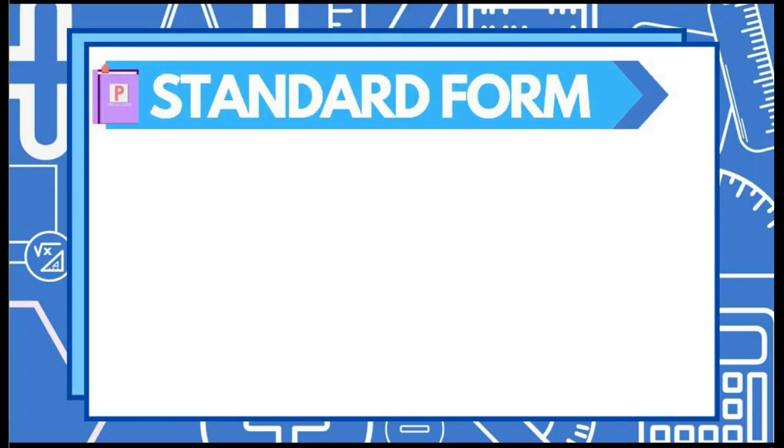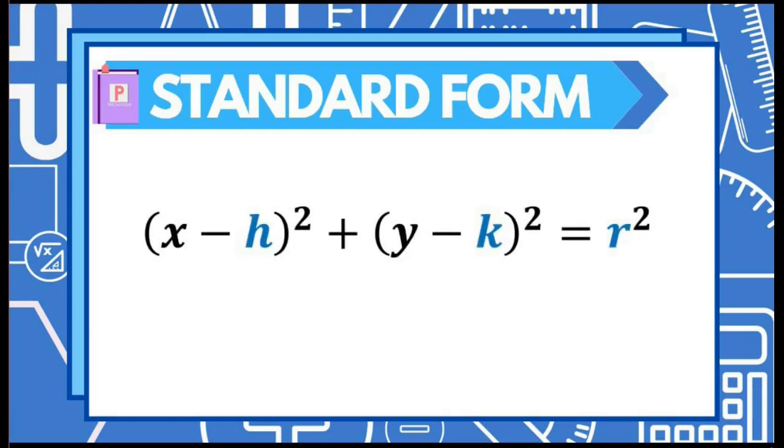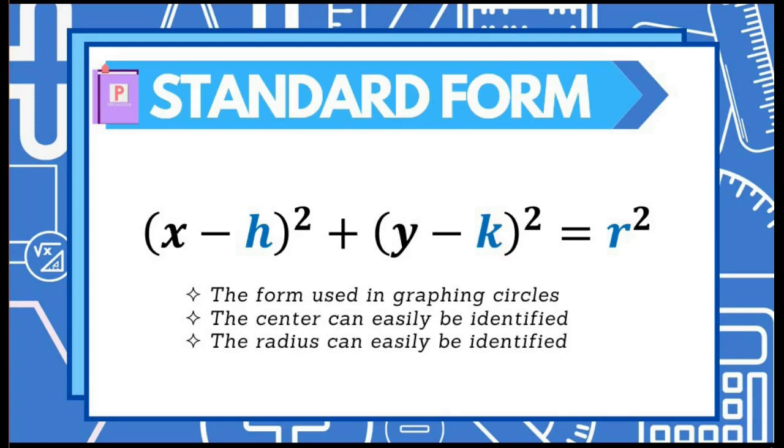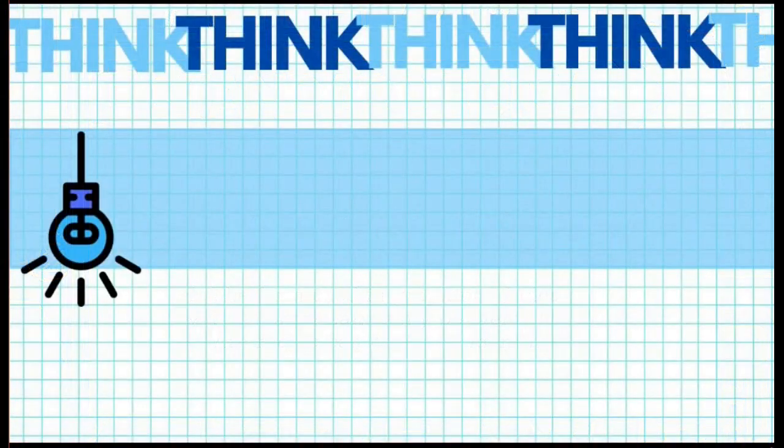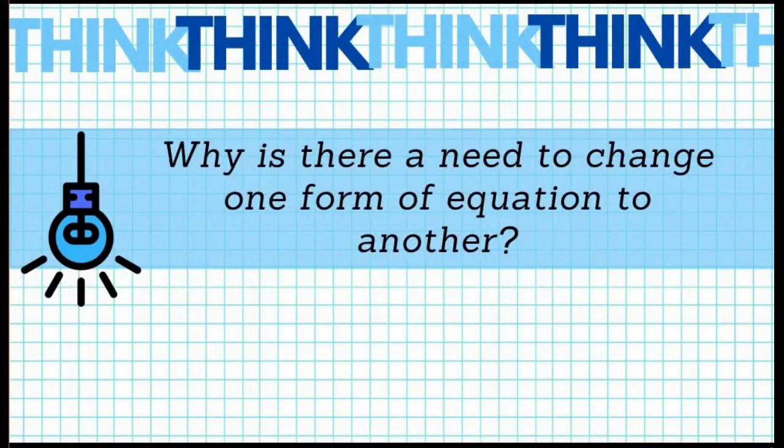The next term that you need to remember is the term standard form. And standard form is represented by this equation, quantity x minus h squared plus quantity y minus k squared equals r squared. All conic sections have its corresponding standard form. And for a circle, this is the equation representing it in its standard form. So the standard form is the one used in graphing circle because the center can easily be identified as well as the radius.